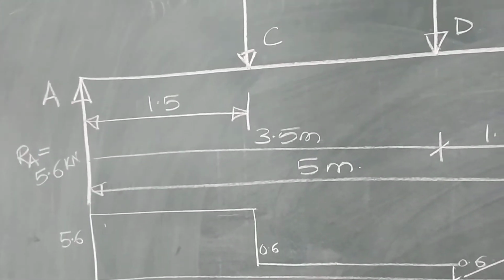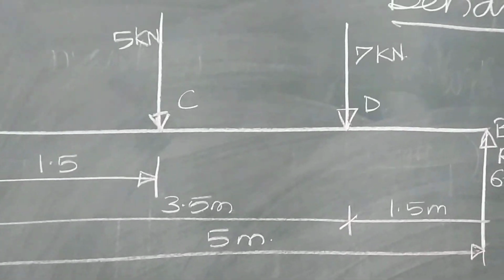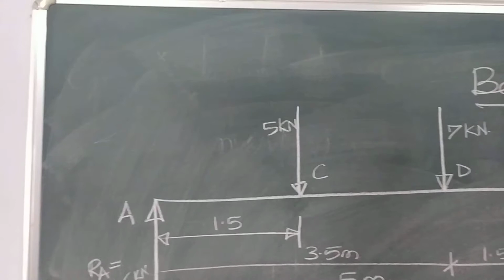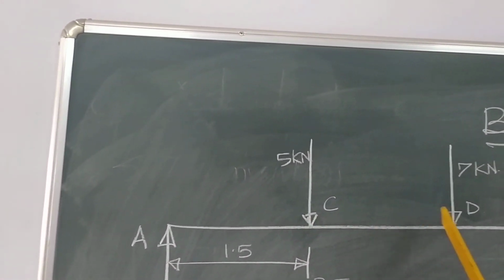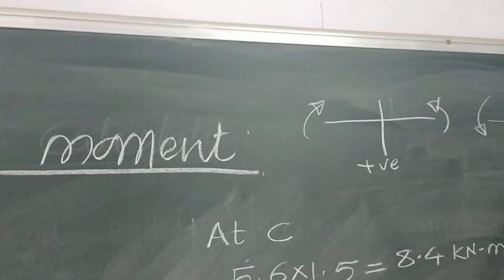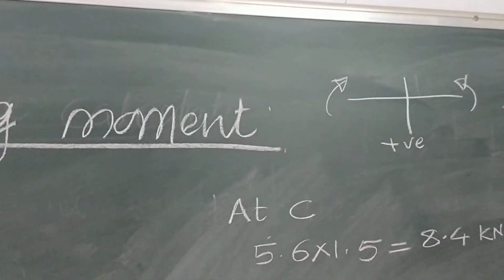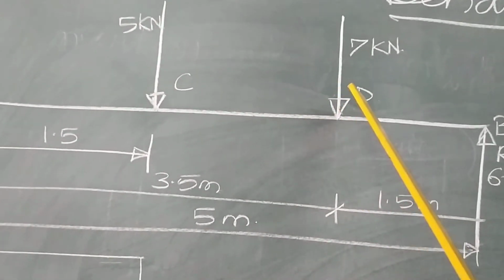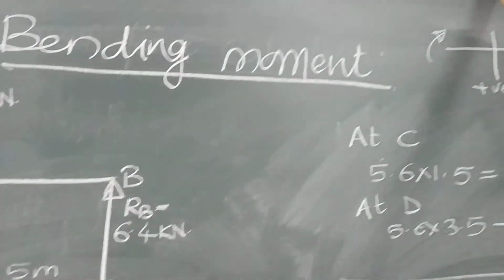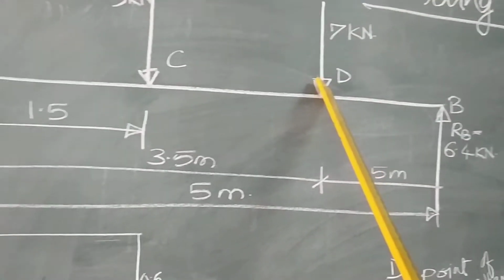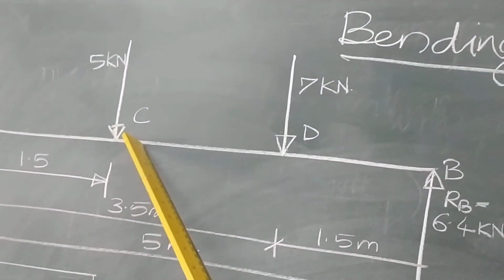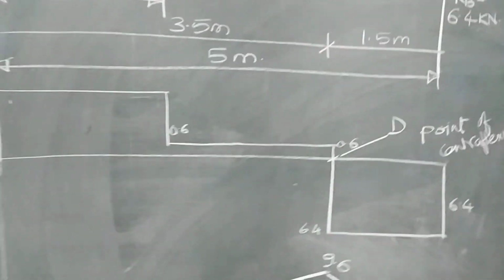I will give you an assignment. Find out bending moment at point C and D by taking moment towards right. If towards right there are two forces, towards right clockwise is negative, towards right anti-clockwise is positive. At D we have already calculated, only you have to calculate alternatively for point C. It is not much difficult.